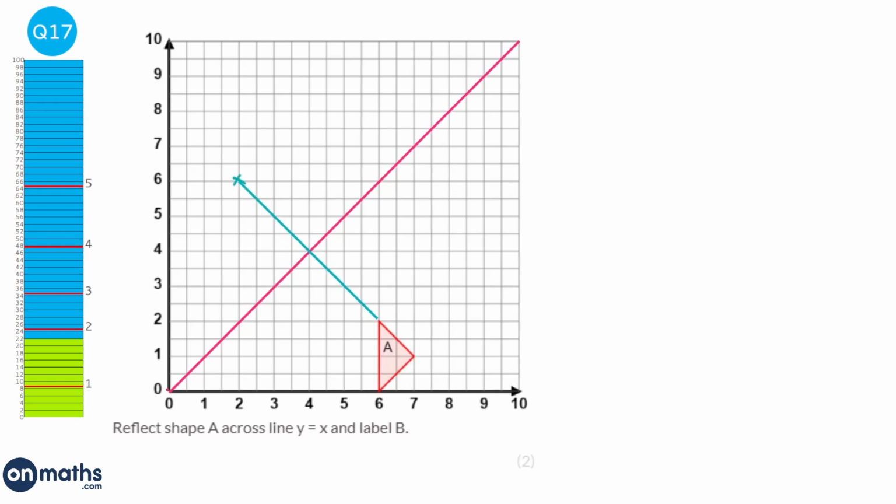And I'm going to do the same with the bottom one. So 1, 2, 3, 4, 5, 6 diagonals. 1, 2, 3, 4, 5, 6 diagonals. So it will be there.